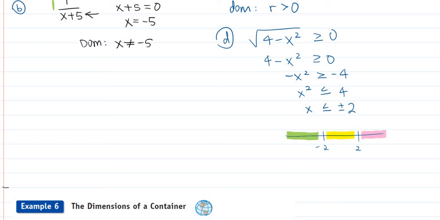So we would go ahead and say, oops, that's a highlighter, that our domain in this case would be between 2 and negative 2. And we can write it as an inequality like that. Oh, and sorry, it's inclusive. So those two parts are included.